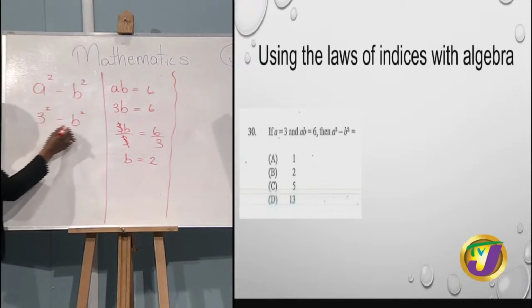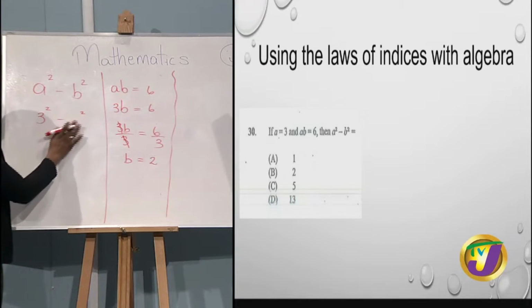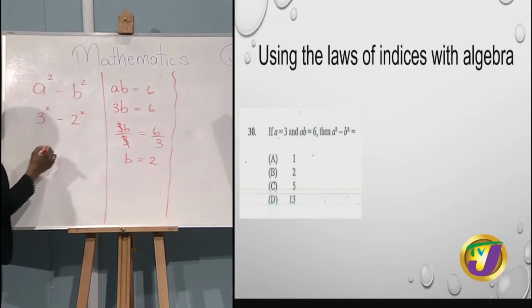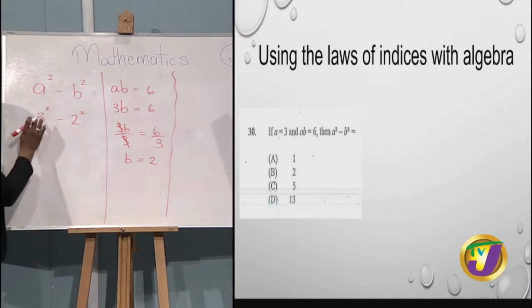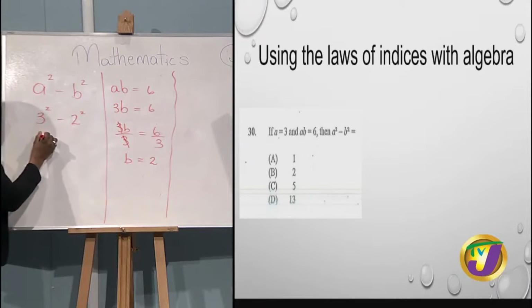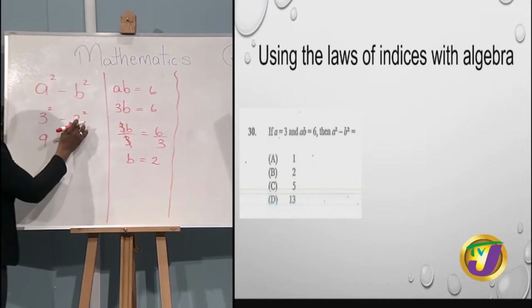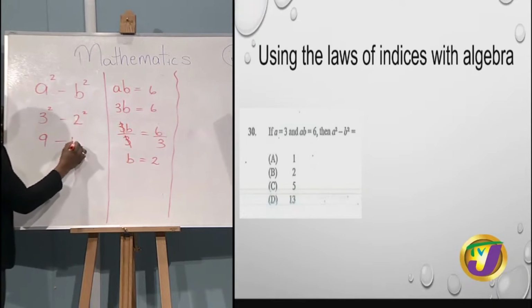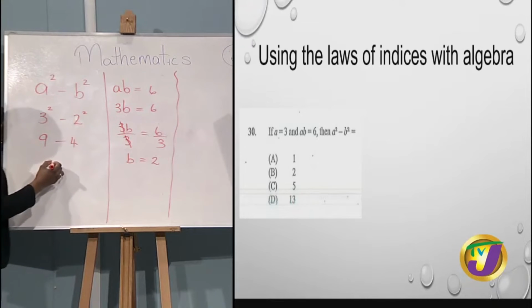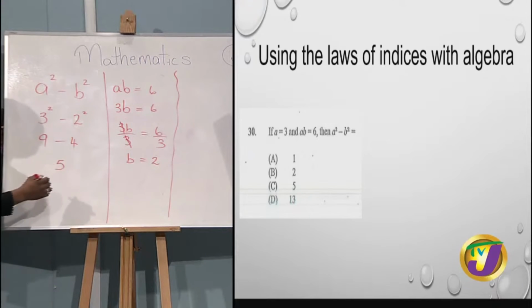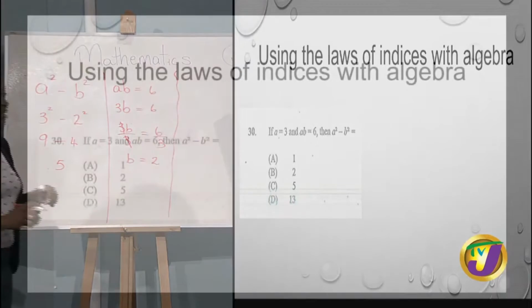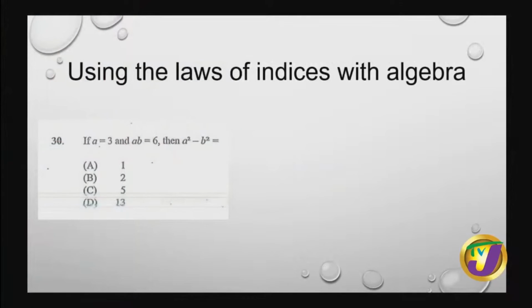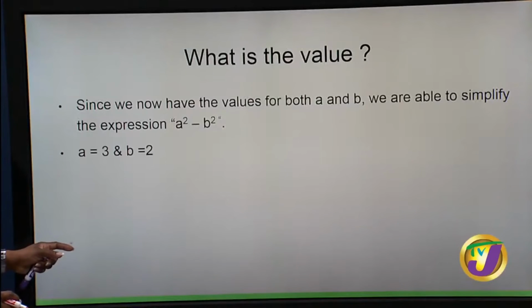So now we can go ahead and substitute B with 2. 3 squared, that's 3 multiplied by 3 gives me 9. Subtract 2 multiplied by 2 gives me 4. What is that? 9 subtract 4 gives me 5. So the answer is C, option C. All right, so we would have substituted it, and we'd have done pretty much everything that we just did on the board.